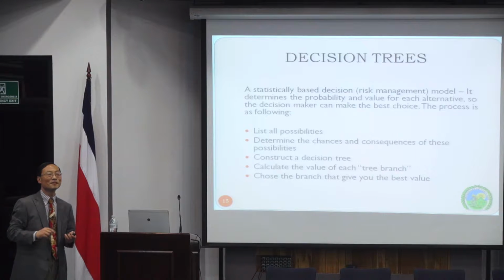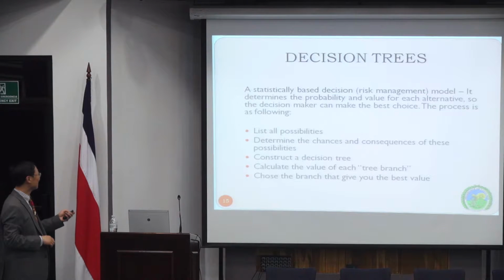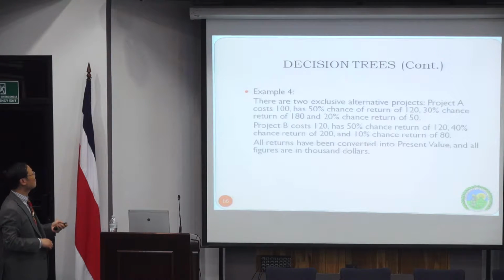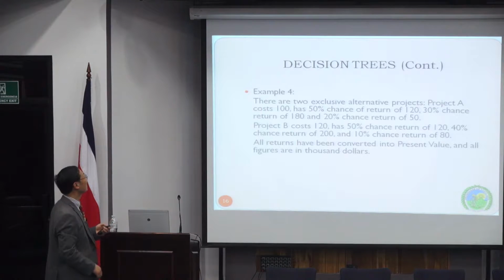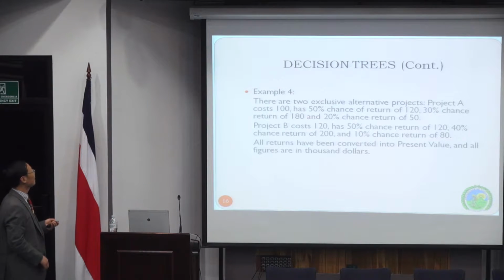As engineers, usually we learn things much easier from examples, so I will give you an example of how that works. For example, if I have 2 projects: project A costs 100 and has a 50% chance of making 120, a 30% chance of making 180, and a 20% chance of making 50. And project B costs 120 and has all the probabilities of different returns. So which project should you choose?